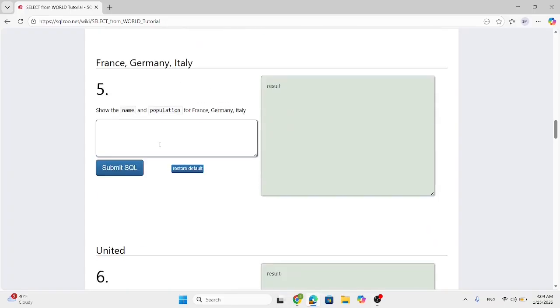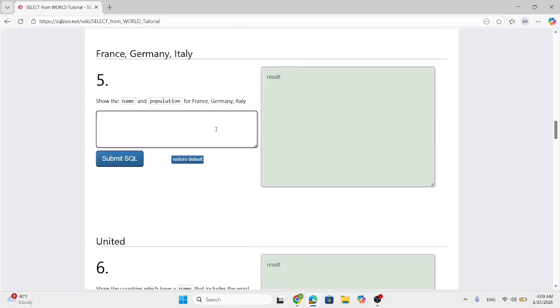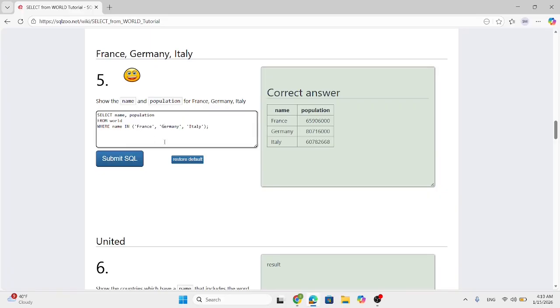So yeah, show the name and population for France, Germany, Italy. So okay, select name, population from world where name in France, Germany, Italy. Yeah, it's easy, because if you want to make a list in the filter, we need to use IN. Okay.